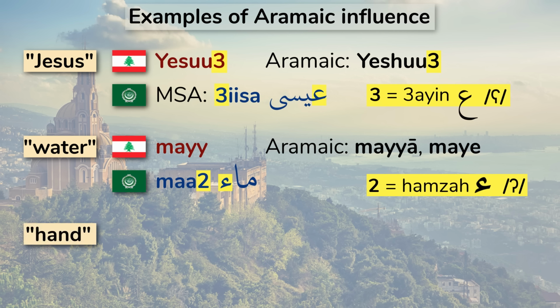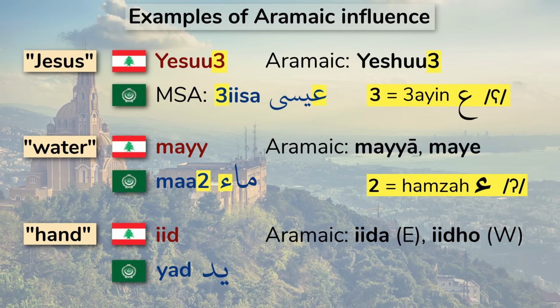The word for hand in Lebanese Arabic is إيد, rather than يد in Arabic. Eid is similar to the word for hand in modern Aramaic dialects, ida in Eastern dialects, and ido in Western dialects.